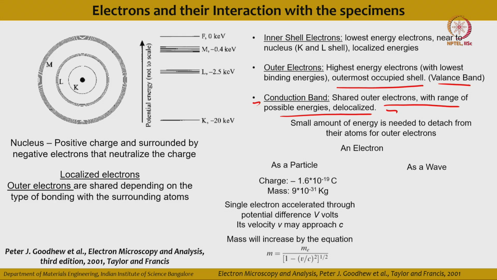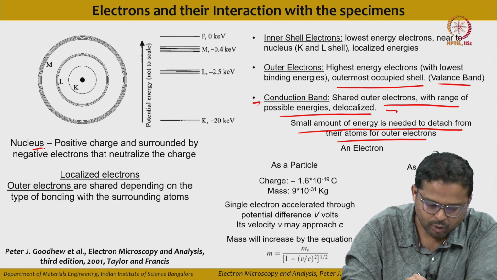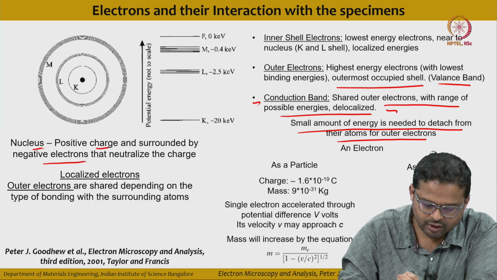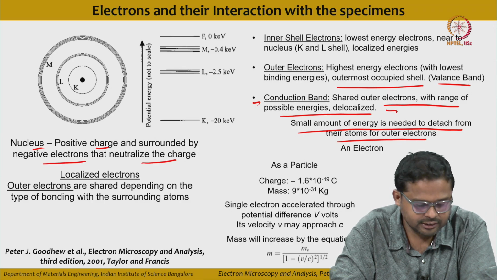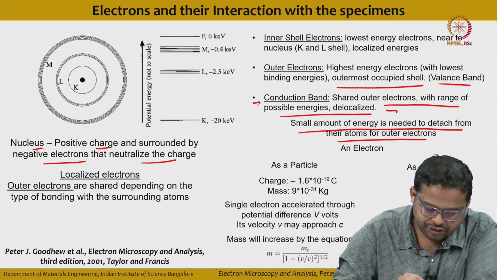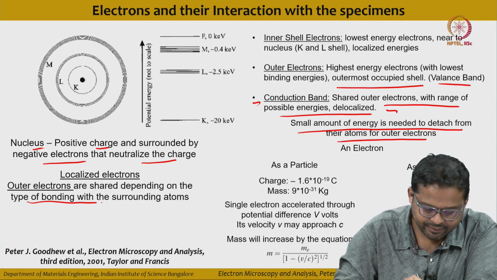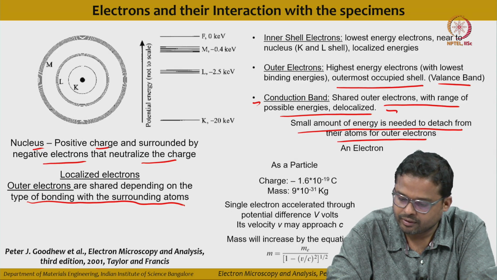Okay. So for an electron which is at the outer shell or the conduction band, a small amount of energy is needed to detach it from the atom. So this principle is used to remove the electrons and to use these electrons for the imaging purpose. As you know, in the nucleus we have a positive charge surrounded by negative electrons that neutralize the charge, fine. And the outer electrons are shared depending on the type of bonding with the surrounding atoms. Okay.